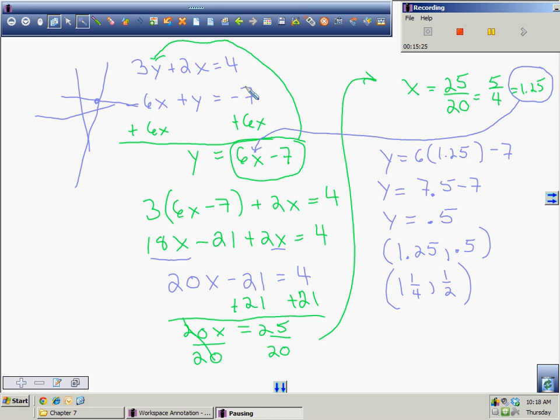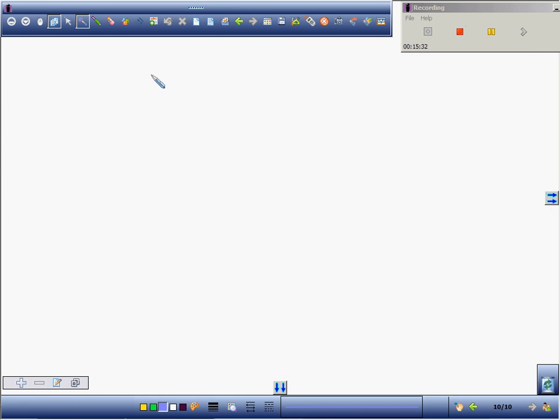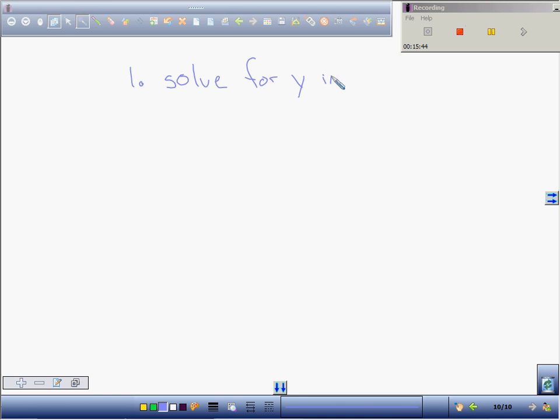We should write down some of the steps that we do when we're doing it. Step 1, solve for y in one equation. Most of the time you'll have y equals something, right? So solve for y in one equation. If it's already y equals, then you don't have to do that.